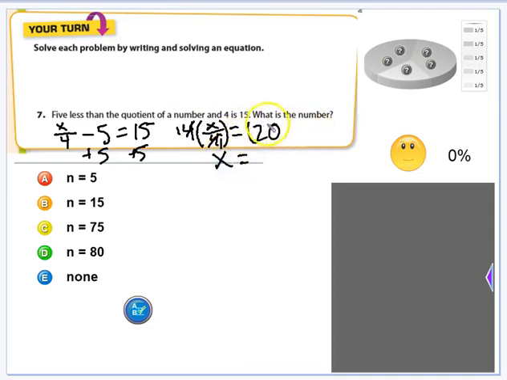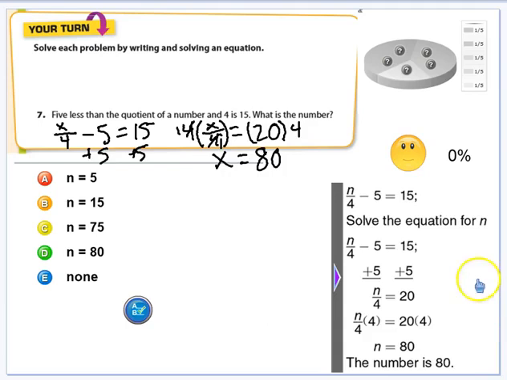And since I did it to the left side, I must do it to the right side. 20 times 4 is 80. Okay? Bada bing, bada boom. I did it correctly. That is how you solve it and work it out.